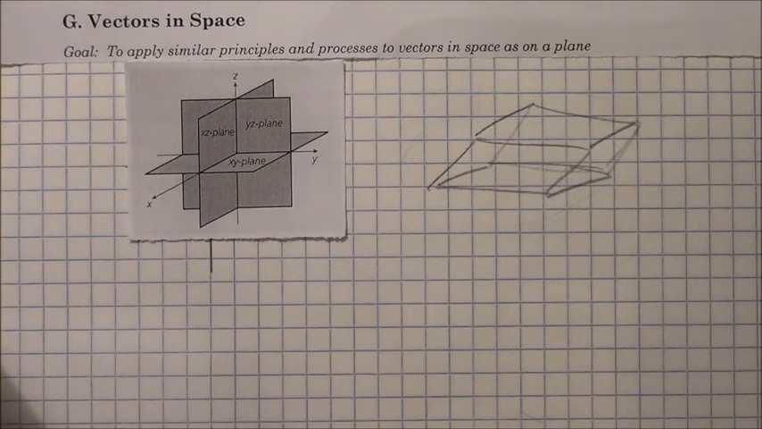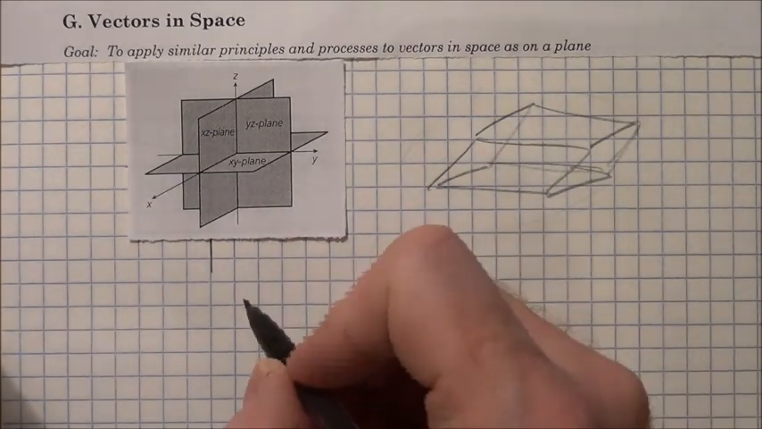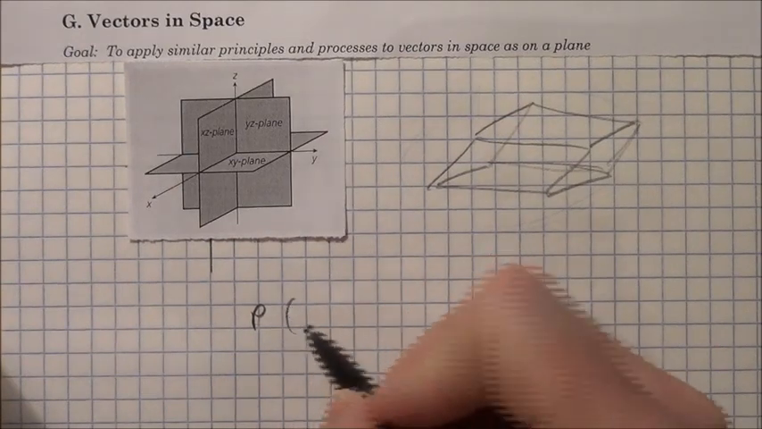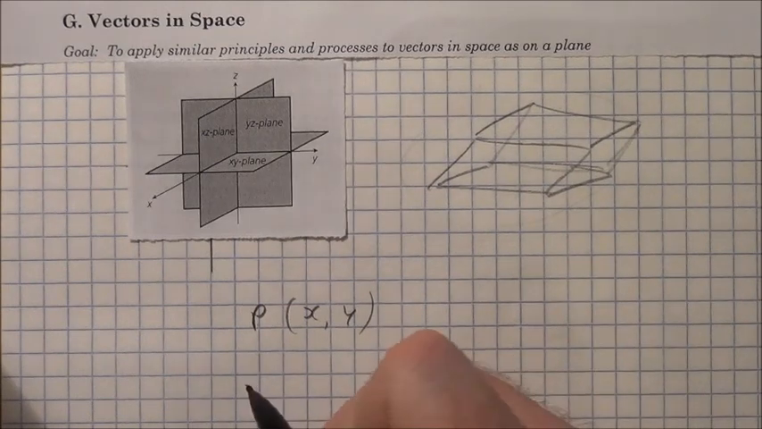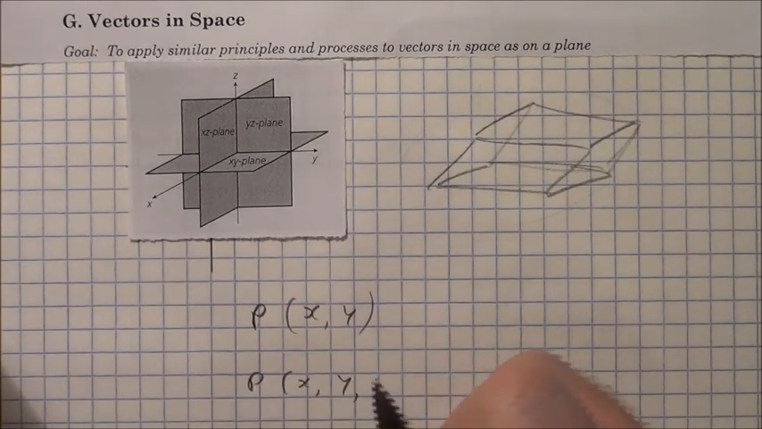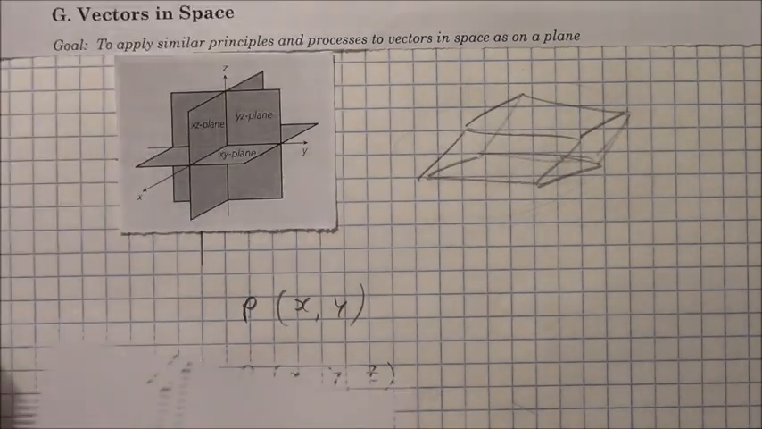However, when we do graph points or vectors in three dimensions, we have to make the movements parallel to the axes. So when we were to plot a point in two-dimensional space, it would be point (x, y). Now in three-dimensional space, it's of course x, y, and z. And it would basically look like this.